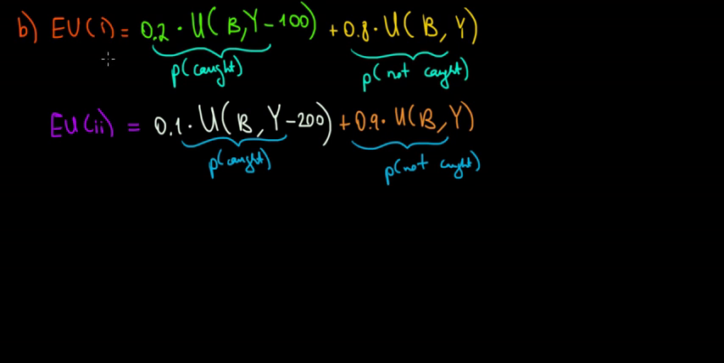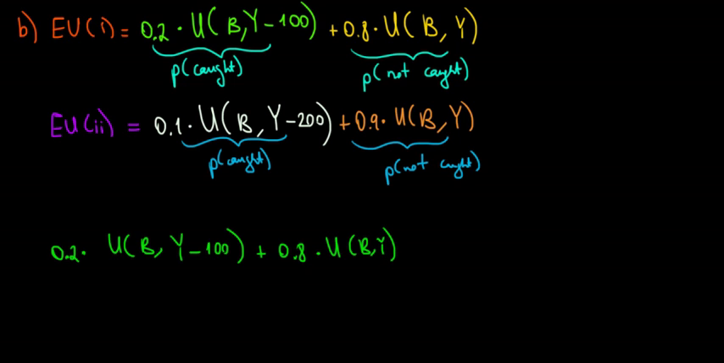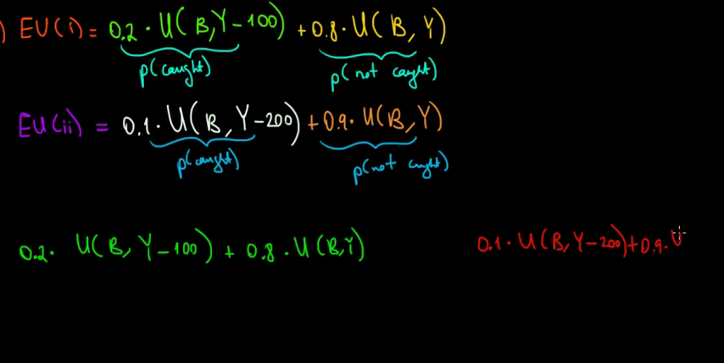So we're comparing the first policy versus the second. So we're comparing these two expressions. We would have 0.2 multiplied with the utility of that benefit and y minus 100 plus 0.8 multiplied with the utility of b and y. And on the other side we have the second expression, this one over here. That would be 0.1 times the utility of b, y minus 200 plus 0.9 multiplied with the utility of b and y. In the next video we'll see how this works out also with the graph, and it's all gonna make sense.